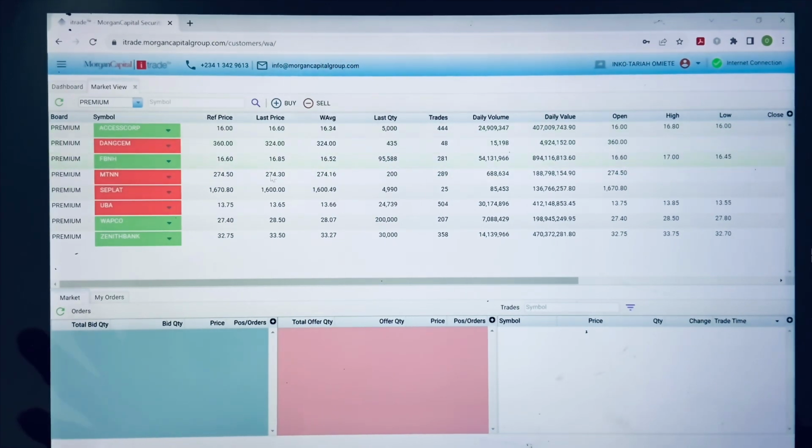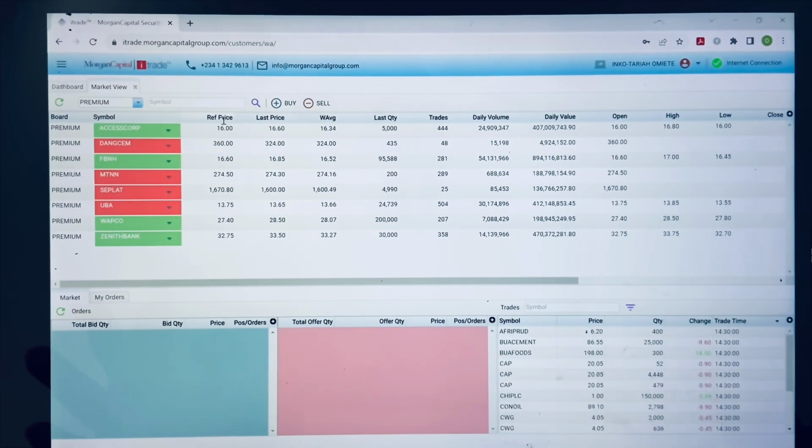Now, to understand what is really happening here, take a look at this column. You have ref price. Ref price means the price the stock was sold for on the last trading day, which was yesterday, 16 naira per share. The same goes for all of these ones that are listed down here. You can see all of their reference prices.